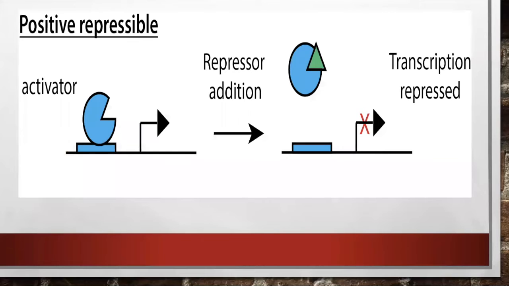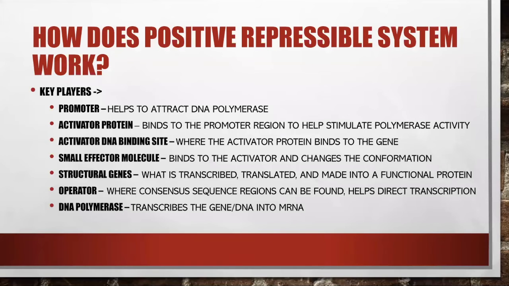So we will be talking about positive repressible systems, where the activator works to bring in DNA polymerase and help stimulate transcription within the operon. However, that product that is produced, which is normally a protein, acts as a small effector molecule and binds to the activator protein, changing the conformation so that transcription is no longer occurring and is now repressed because no DNA polymerase is coming through. So these are just some of the key players.